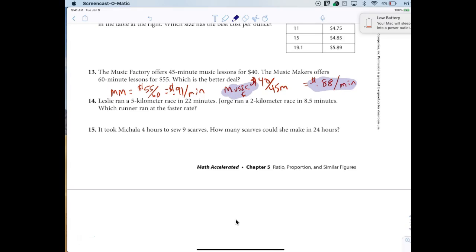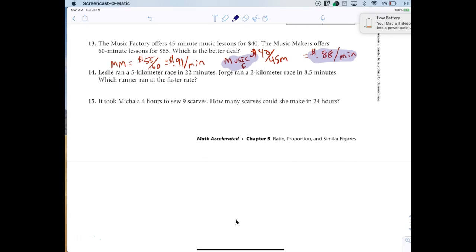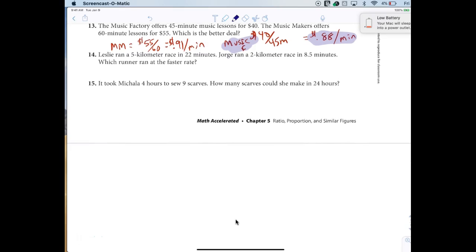Does it really make that much of a difference, though? Hey, Oscar, does it really make that much of a difference? Because it's only what? 3 cents. It's only 3 cents a minute. Is everybody good with that? All right. It's still a better deal. Not arguing with you. 15, go.